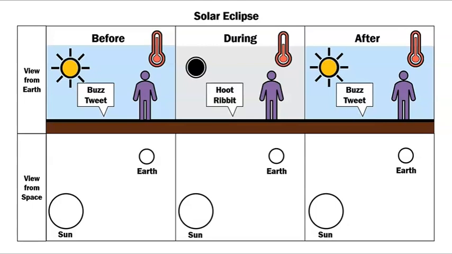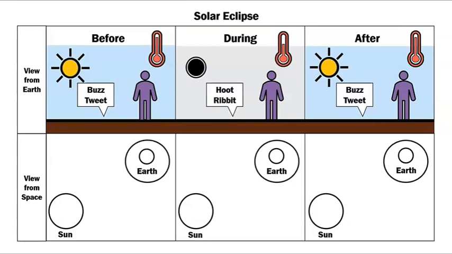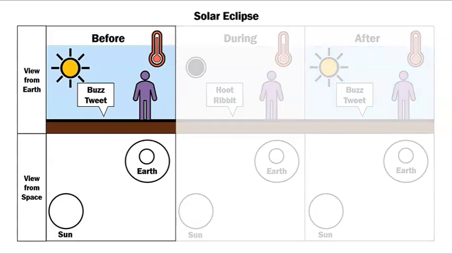We also know that the moon orbits Earth. So let's draw a line around Earth to show the moon's path. Now, where should we draw the moon before an eclipse? We know that before an eclipse, the moon is not yet between Earth and the sun in its orbit. So let's draw and label the moon here.